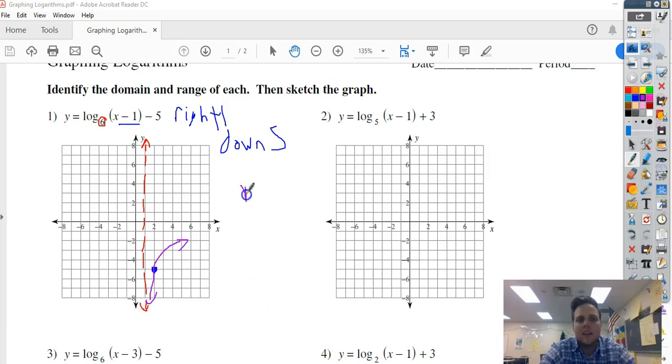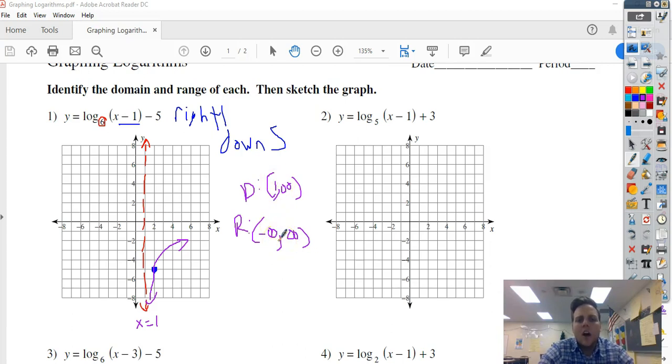Now it says identify the domain and range. Well, for the domain, what's the most left x value? It's the location of this asymptote, which was at x equals 1. So it's from parenthesis 1 to infinity, because I keep going to the right forever. And then range is from my lowest y value to my highest y value. Well, I'm going down forever, and I'm going up forever. So from negative infinity to positive infinity. So there's my domain and range.